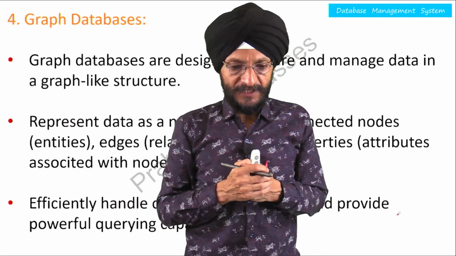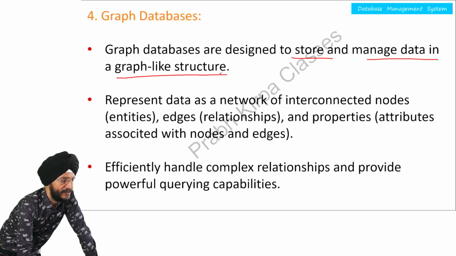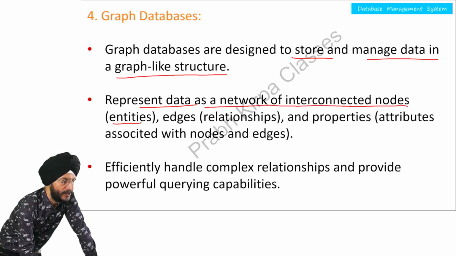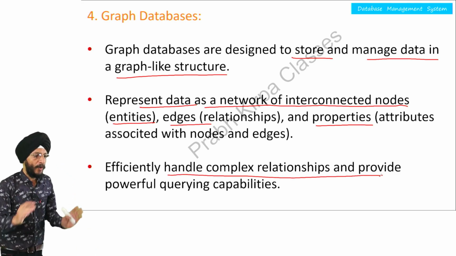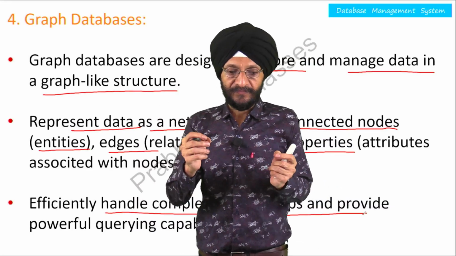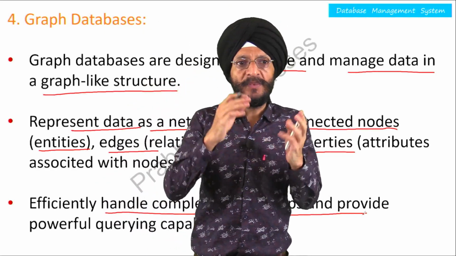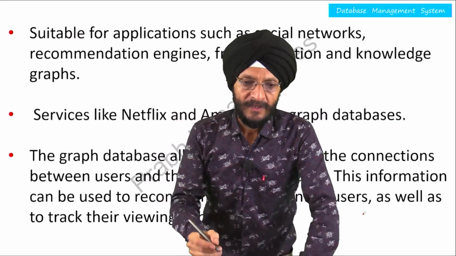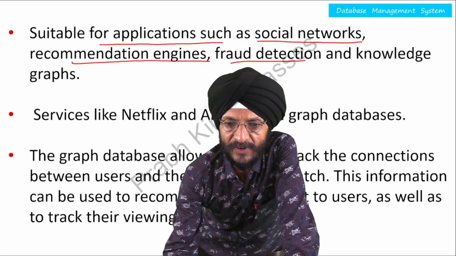Now, graph databases. Graph databases are designed to store and manage data in a graph-like structure. Graph databases represent data as a network of interconnected nodes, edges, and properties. Graph databases efficiently handle complex relationships and provide powerful querying capabilities. Querying capabilities means when you want to search any type of data from the graph database, it will immediately provide you the relevant information. Graph databases are suitable for applications such as social networks, recommendation engines, fraud detection, and knowledge graphs.